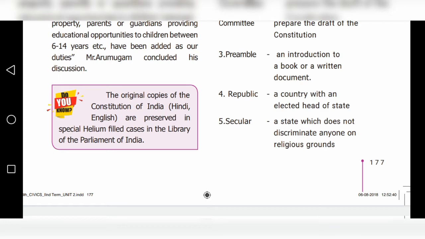Next one, the original copies of the Constitution of India. So they have written some rules and regulations for our country, no? The original copies of the Constitution of India in Hindi and English are preserved in special helium-filled cases. They have to keep the original copy so that the rules and regulations are kept very safely. The helium-filled cases are kept very safely in the library of the Parliament of India.